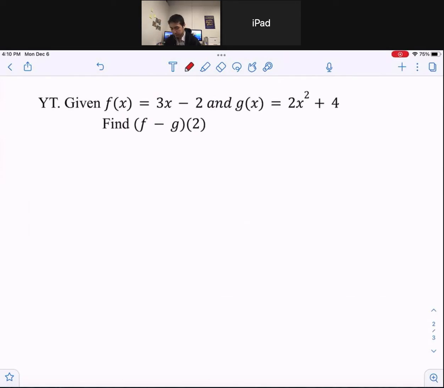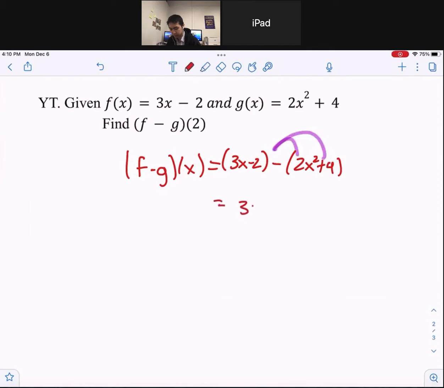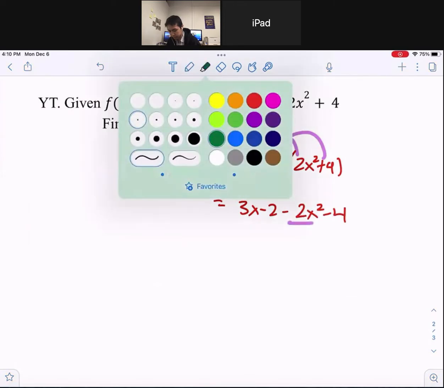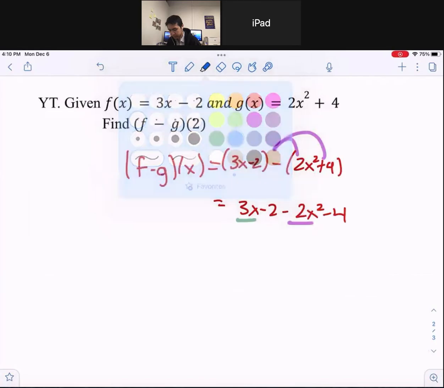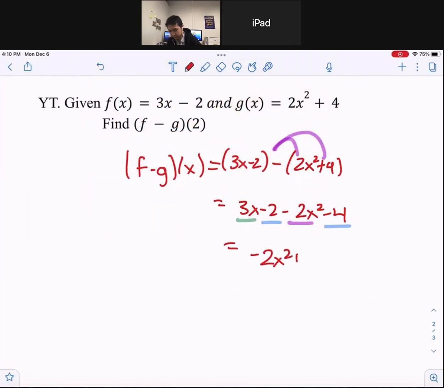Okay, so f minus g. So f minus g of x, let's find that first. So 3x minus 2 minus 2x squared plus 4. So we gotta distribute this to both you guys. So we get 3x minus 2 minus 2x squared minus 4. Combine like terms, so that's by itself. The x term is by itself, but then this negative 2 can combine with that minus 4. So negative 2x squared plus 3x minus 6.